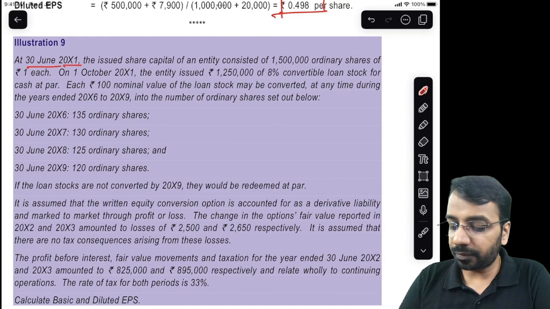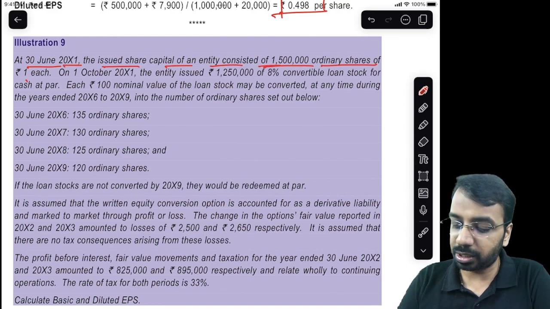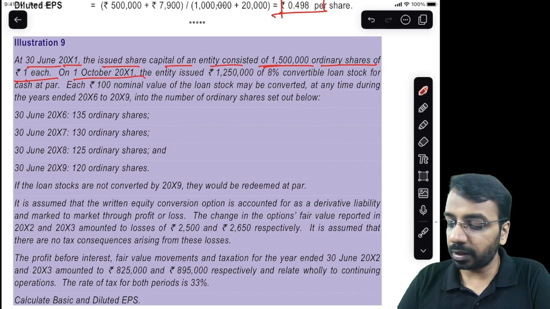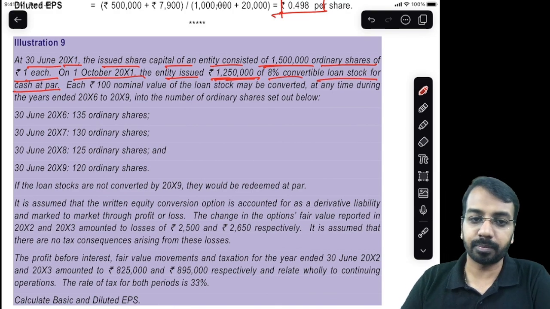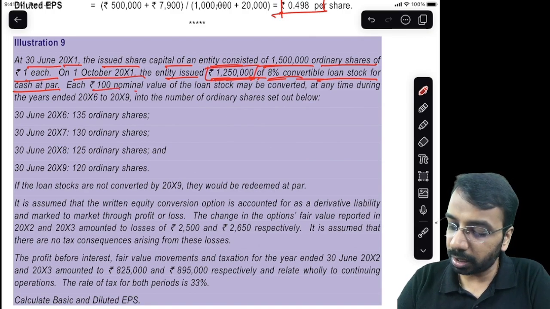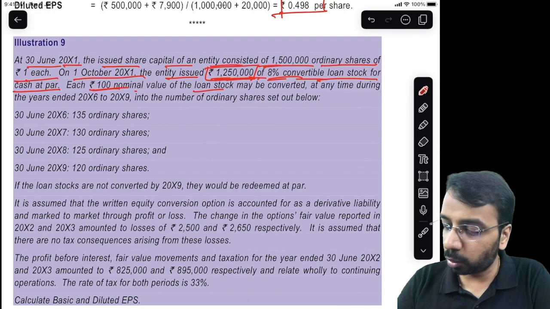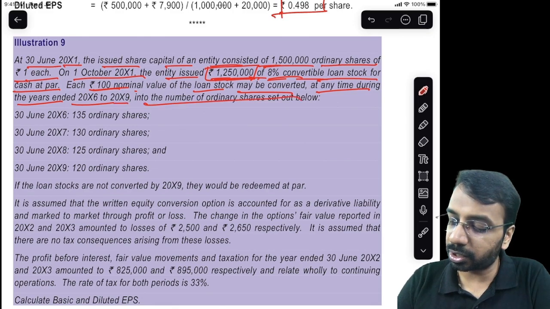At June 30th of year 1, the issued share capital of an entity consisted of 15 lakhs ordinary shares of rupees 1 each. On 1st October, the entity issued 12,50,000 8% convertible loan stock for cash at par. So it's a loan stock, 8% convertible. Each 100 nominal value of the loan stock may be converted at any time during the year ended 6 to 9 into number of ordinary shares set out as below.